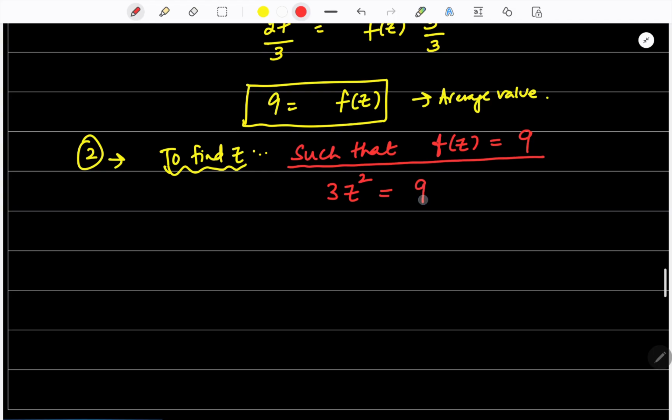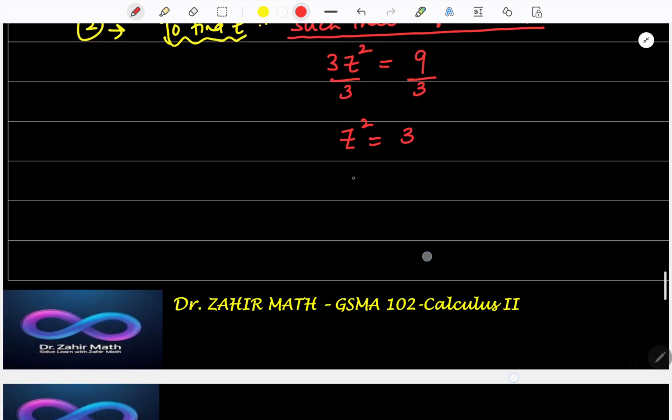So 3z square is equal to 9. So divide by 3, divide by 3. So what happens now? Z square is equal to 3 and z is equal to square root of 3 with plus minus. So it means plus 1.732 and minus 1.732. There are two values. Okay.